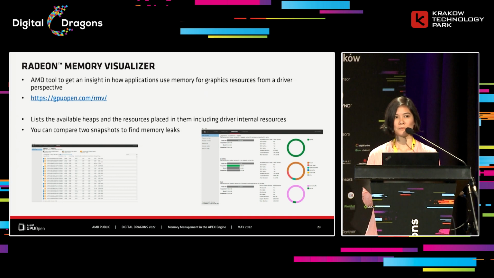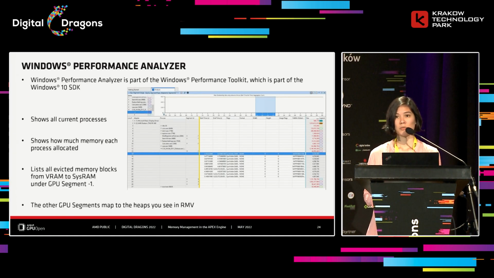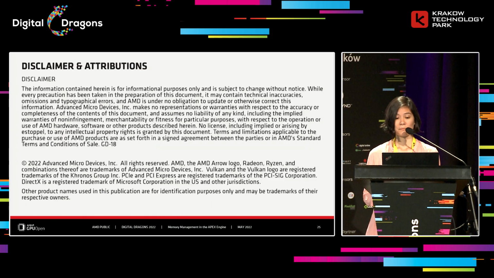There are also some tutorials about this tool on GPUOpen as well. So if you're interested, again, check GPUOpen. And lastly, Windows Performance Analyzer. It's part of the Windows Performance Toolkit, which in turn is part of the Windows 10 SDK. And this shows you what the operating system sees. So you see all the live processes, and you also see all the allocations that got migrated to system memory over time. And there's also a tutorial on GPUOpen if you are interested to know a bit more about this tool. And this concludes my part.